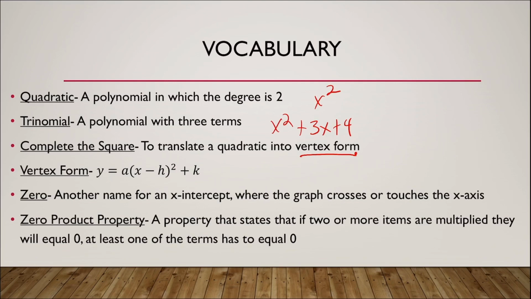0 is another name for an x-intercept, which is where the graph crosses or touches the x-axis. And the zero product property states that if 2 or more items are multiplied and they equal 0, at least one of the terms has to equal 0. So 0 multiplied by anything will be 0. That's the thing that we're looking at.